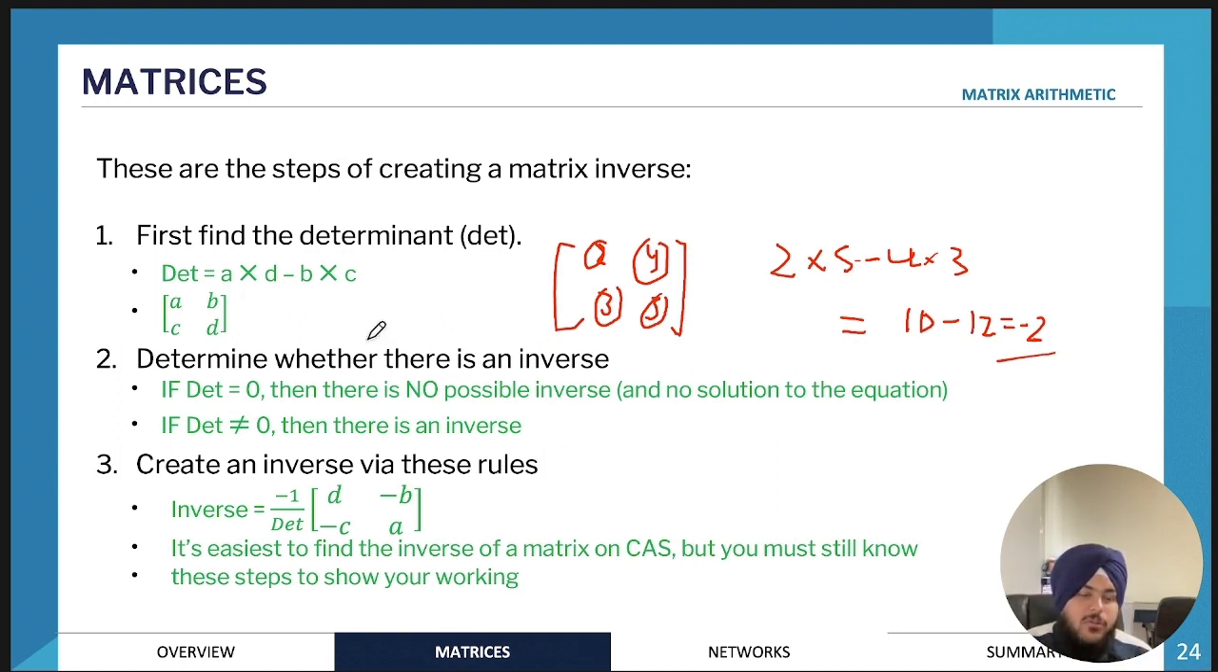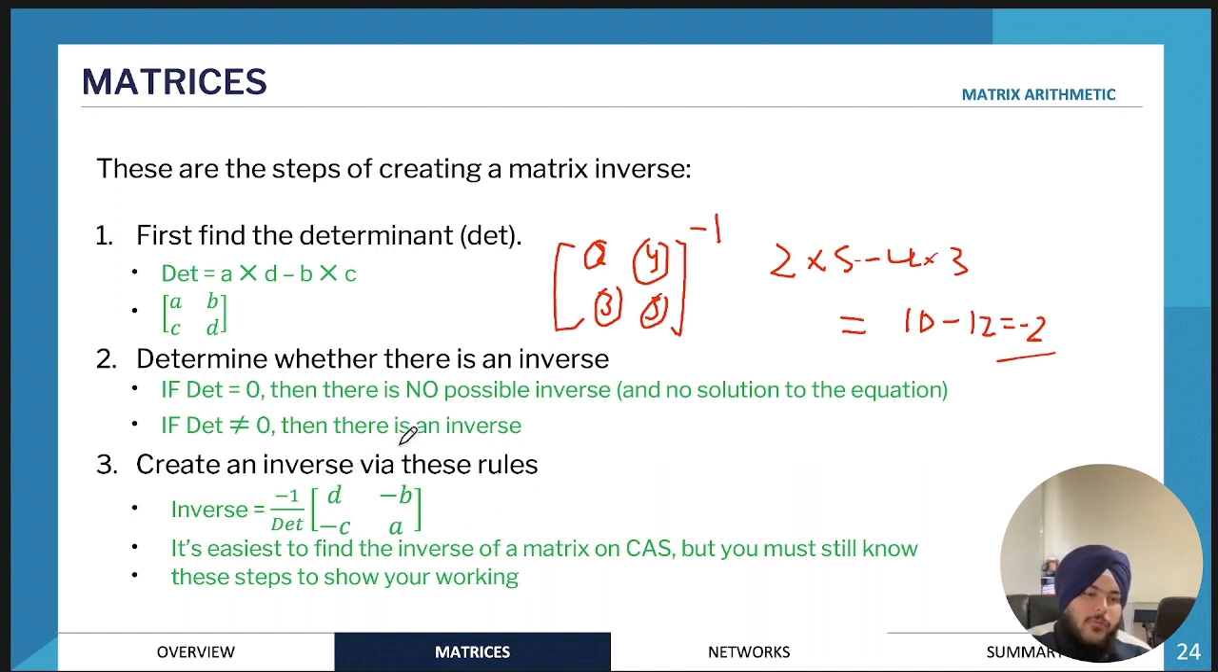To find the inverse on your CAS, all you will need to do is have your matrix and put it to the power of -1 on your CAS. And that will give you the inverse. But if not, there's this formula. It's also in your formula sheet. The formula is 1 over the determinant of the matrix, so what you've just found, and then the matrix.